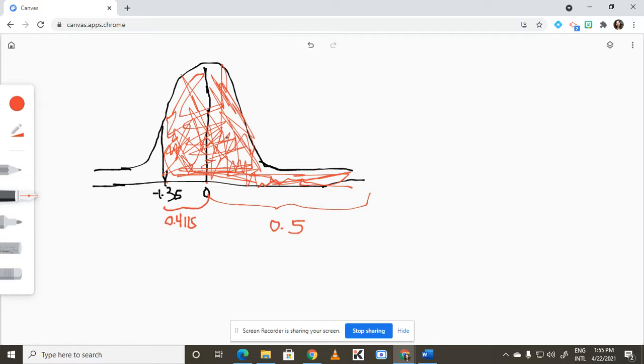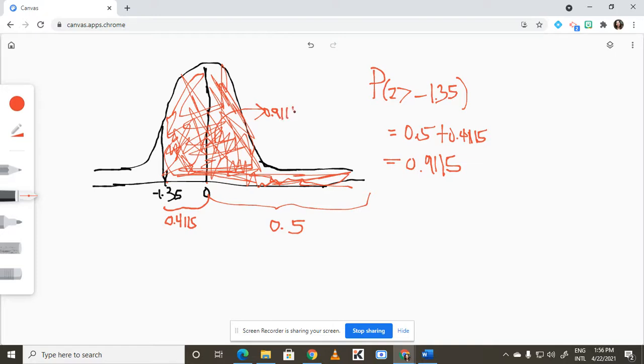Since all of that is shaded, you will just combine them. Since we're talking about to the right, our probability notation is the probability that Z is greater than negative 1.35, and that is equal to 0.5 plus 0.4115, which is 0.9115. As for the label, just put an arrow there and write that it is 0.9115. That's all there is to it.